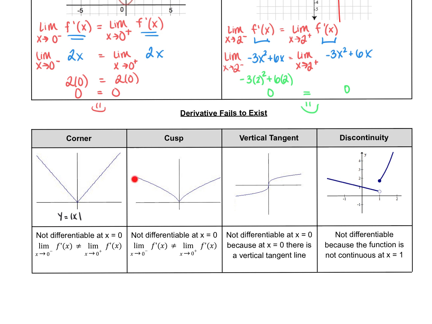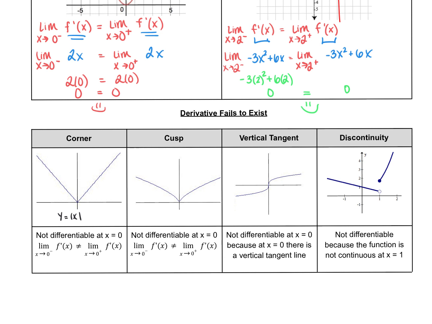Same thing about a cusp. We have it coming in and then coming in. Notice how it's kind of like curving and curving. This one's more straight lines. So same thing, the slopes of these lines are not going to be equal, therefore the derivative won't exist.